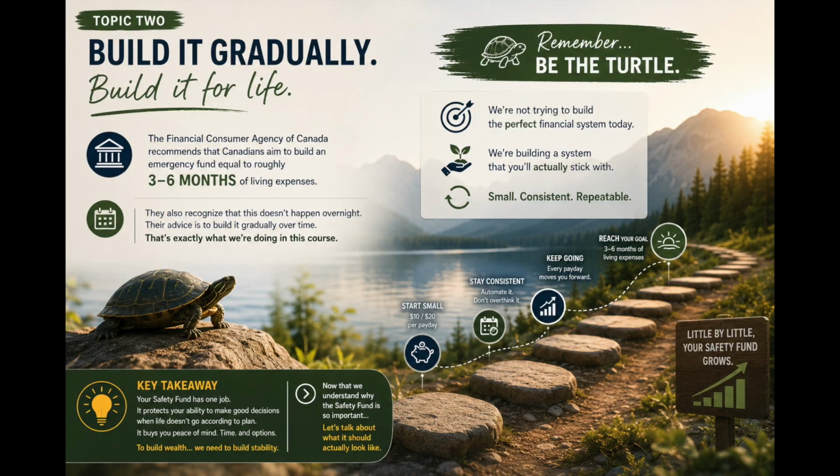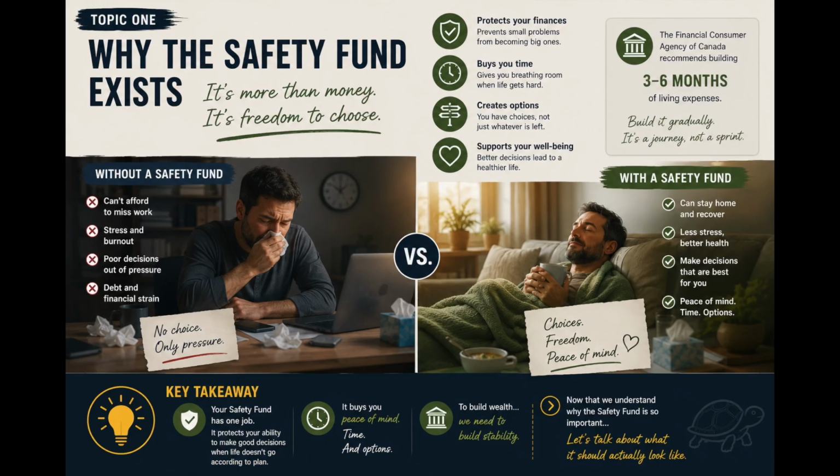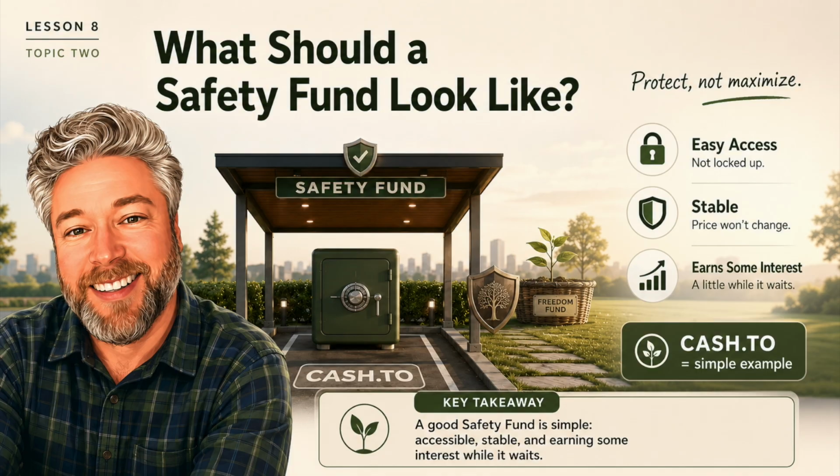The key takeaway: your safety fund has one job. It protects your ability to make good decisions when life doesn't go according to plan. It buys you peace of mind, time, and options. To be able to build wealth, we need to build stability. Now that we understand why the safety fund is so important, let's talk about what it should actually look like. Topic 2: what should a safety fund look like?